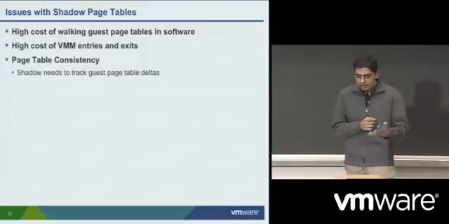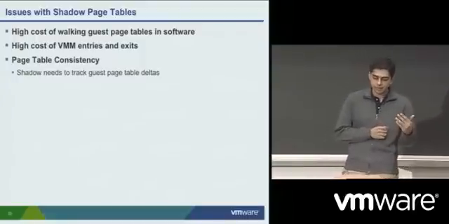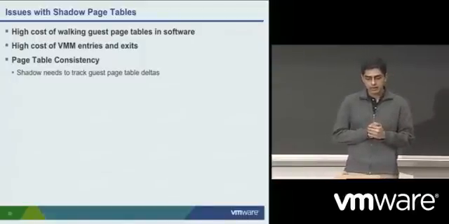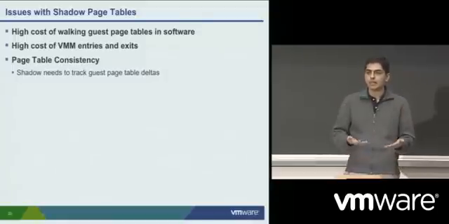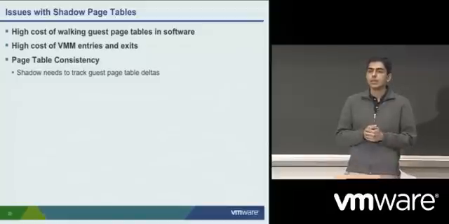The complexity, the cost of walking the guest page tables in software, the cost of the VMM entries and exits, all of these traps that happen whenever the shadow page table has an invalid mapping, all of these are the primary issues with shadow page tables.